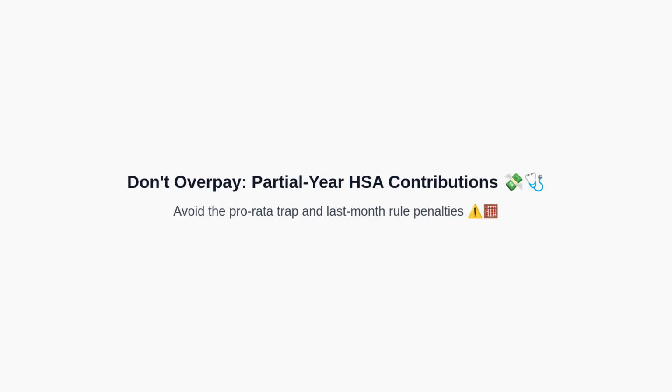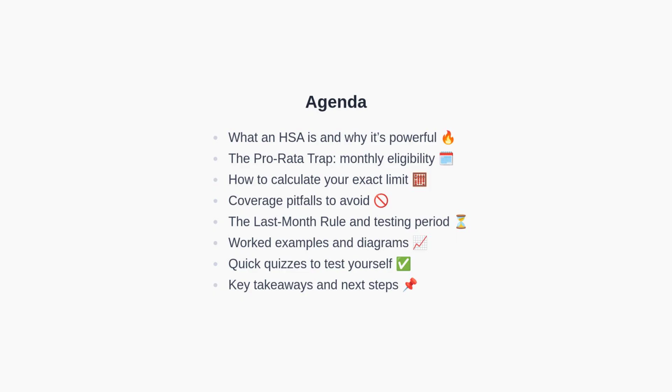Now, let's outline what we'll cover. Here is the plan for today. First, a quick refresher on why HSAs are powerful. Second, we will detail the pro-rata trap and how monthly eligibility works. Third, we will calculate your exact limit step by step. Fourth, we will highlight coverage pitfalls to avoid.